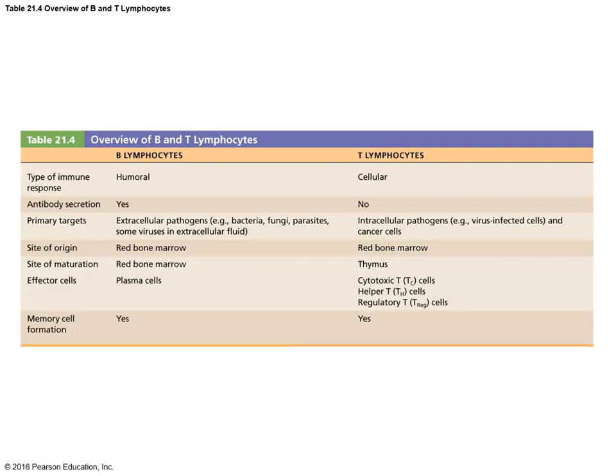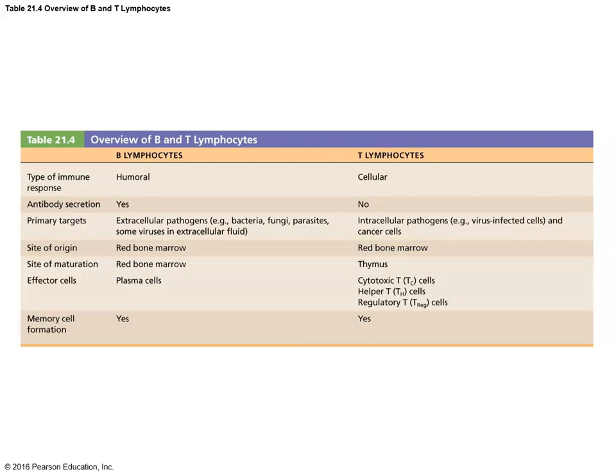T lymphocytes are involved in cellular immunity. So this is going to deal with problems within a particular cell, not necessarily out there floating around in the fluid. They are not going to secrete antibodies, and their primary functionality is going to be on virally infected cells and cancer cells. So within a human cell problem versus outside of a human cell problem with the B cells.